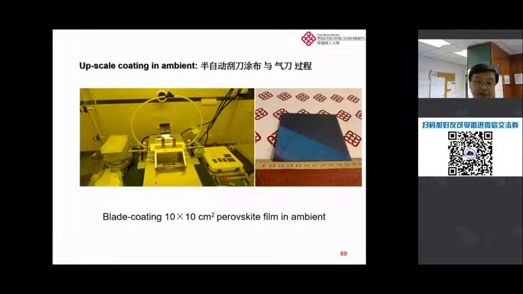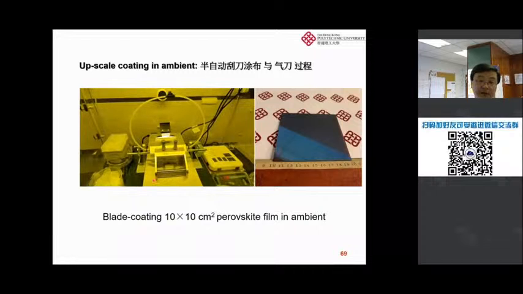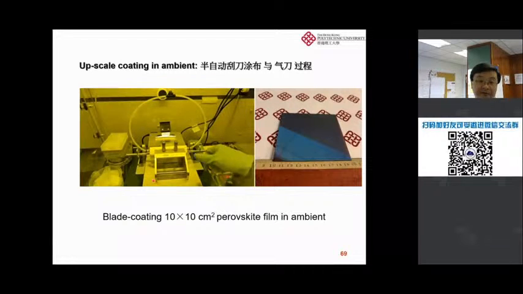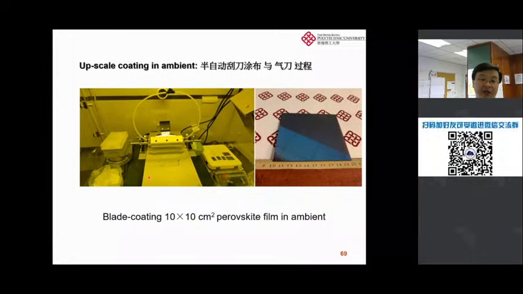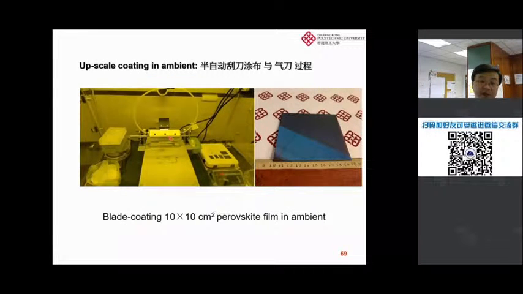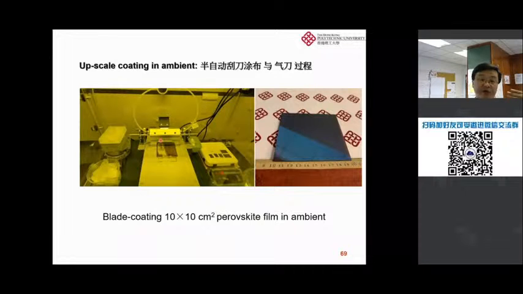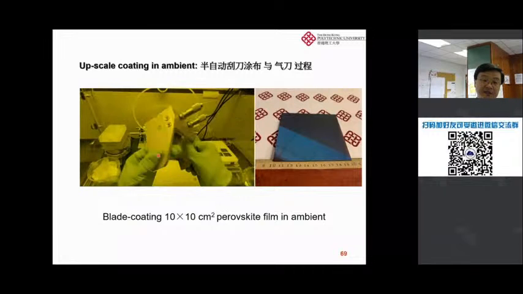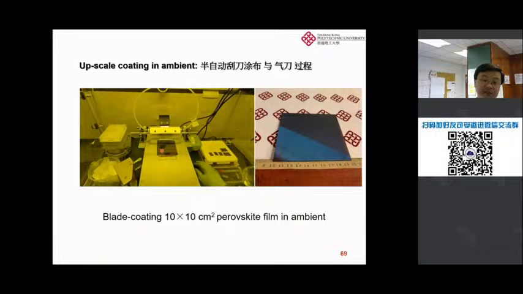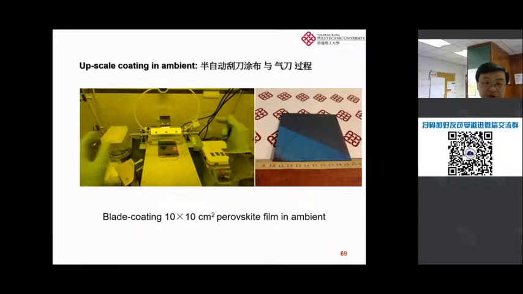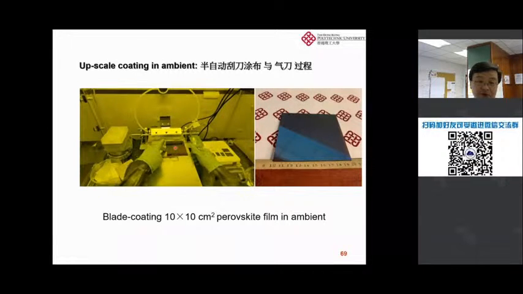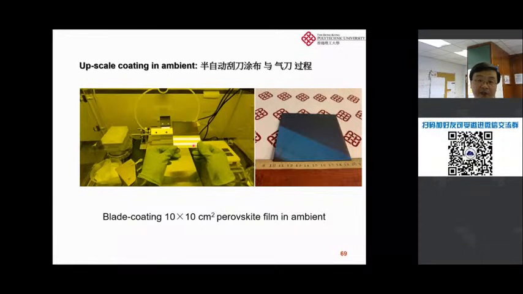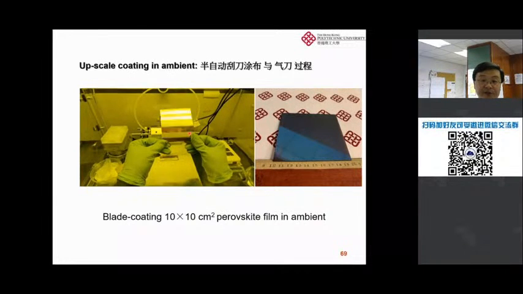Just wait a little bit. Okay, almost done. After that, we can move our blade. And then here is our air knife. We blow at an angle, also blowing the perovskite film. You'll see this changes color, and our students will show you what happens when it's blow dried for a while, and then you take a look at this one. It's a pretty uniform film here.